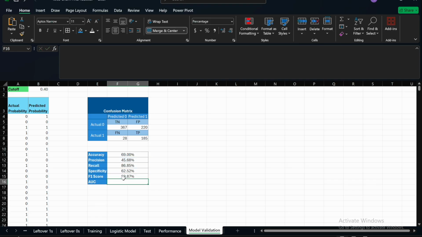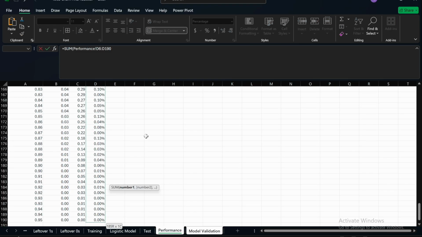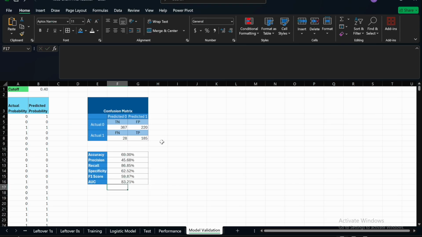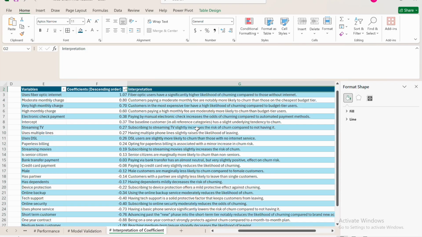The formula is there, and the area under the curve is the sum of all of the areas that we found before. So it's 83.21%, much greater than 50%.